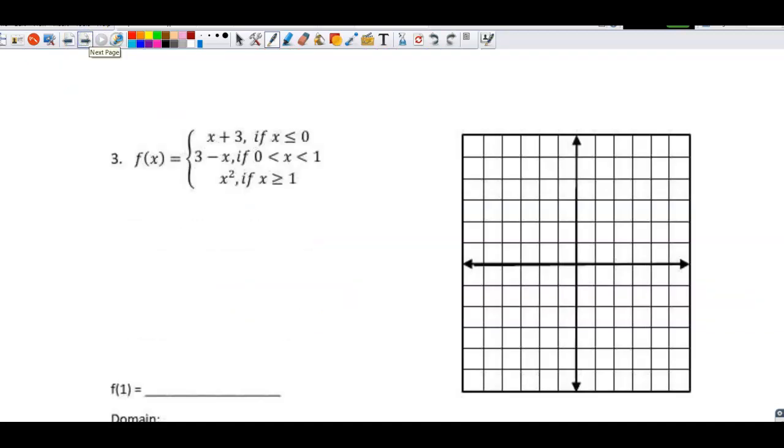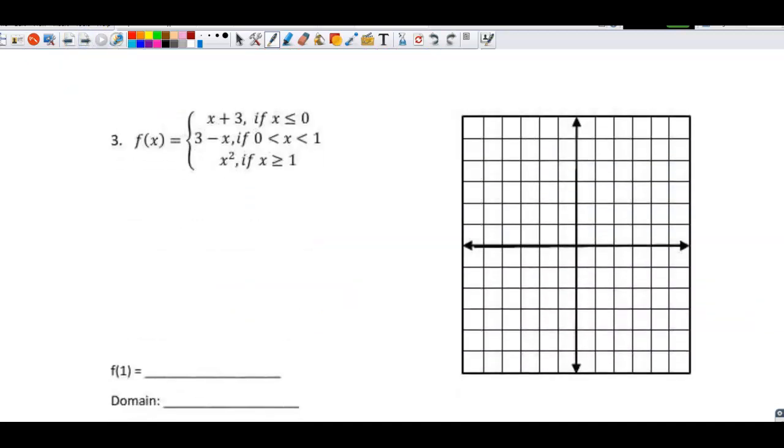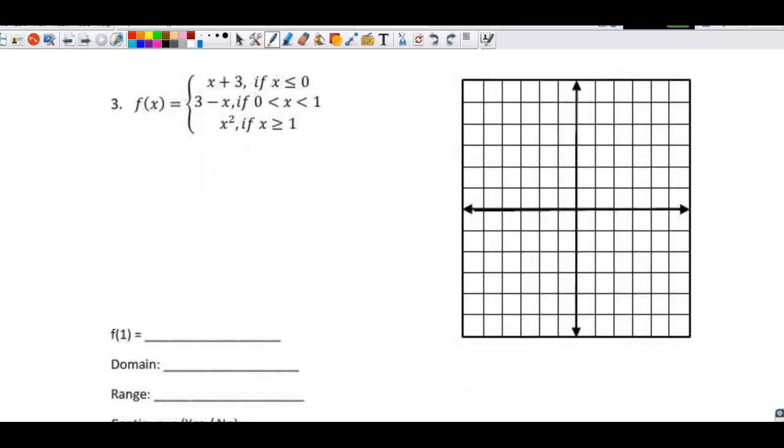This is another piecewise function here, and 3 equations again. So let's just take them one by one. So the first one is going to be y equals x plus 3 for all the x's that are less than or equal to 0. So let me make my table.